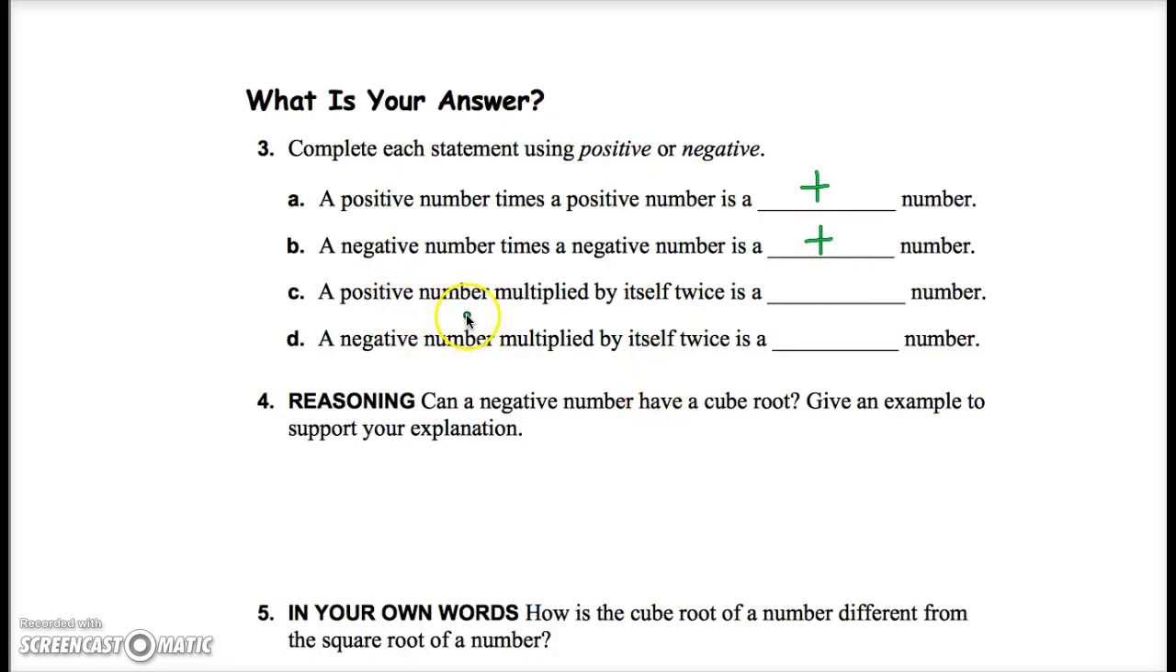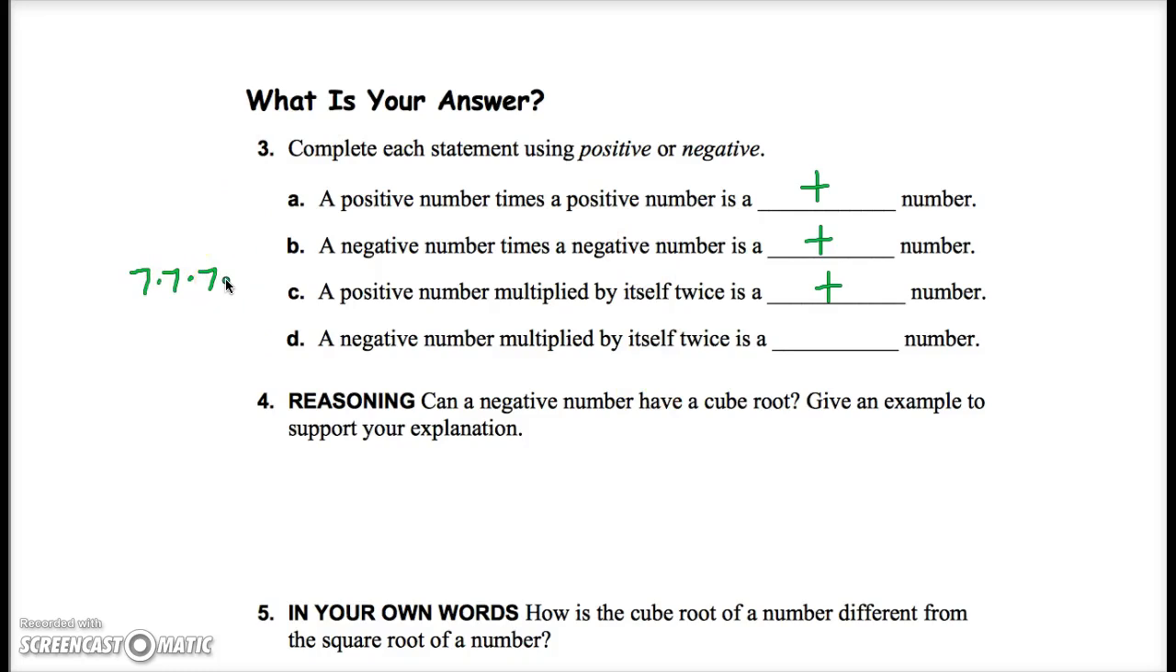A positive number multiplied by itself twice. So you take 7 and you're going to multiply it by itself twice, it's going to give you a positive answer. Okay? Positive times positive times positive.